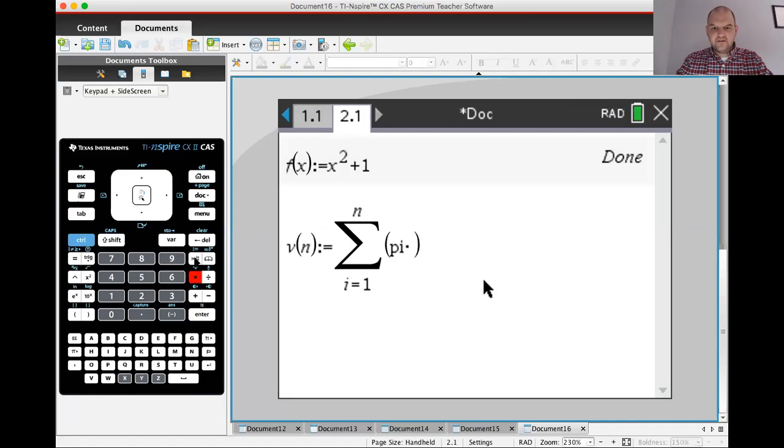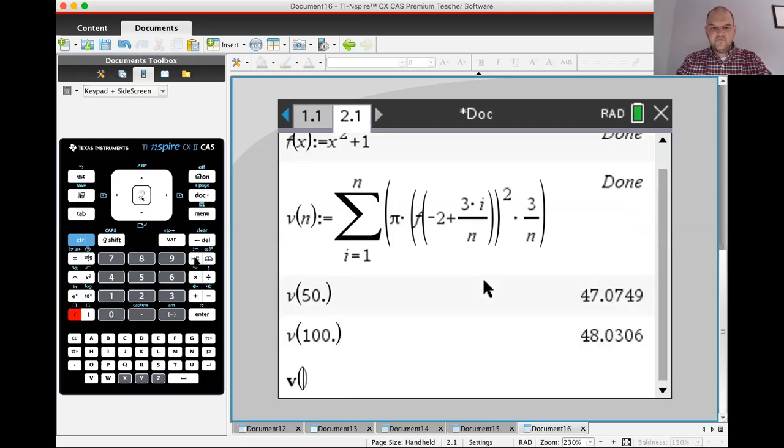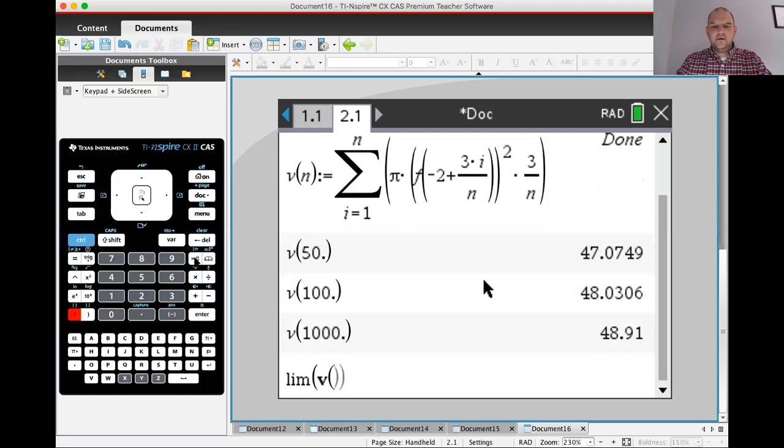Pi, so let's not forget that. F of x sub i, so x sub i is going to be -2, which is where we start, plus i delta x, so 3i over n. Got to square the radius, and then do the height, which is 3 over n. V of 50, V of 100, V of 1,000. Okay, and then if you want, you can find the limit. You should use the template. It's kind of faster to do this.